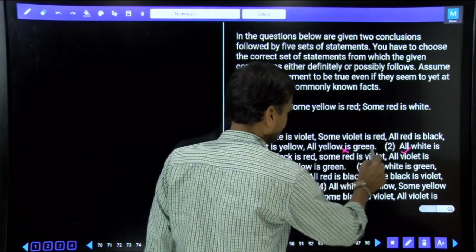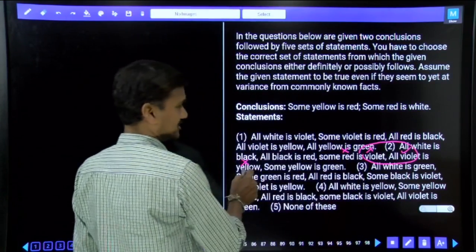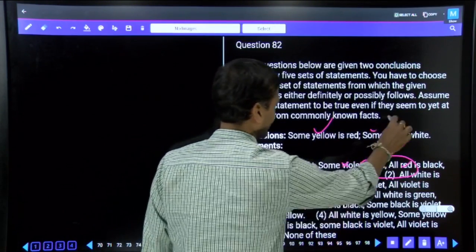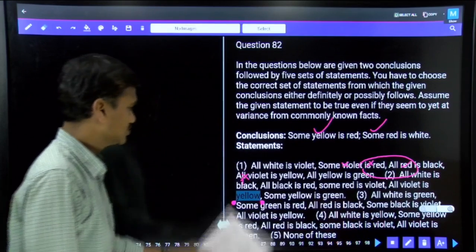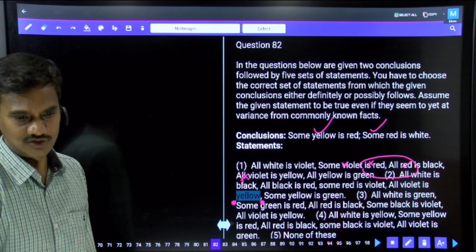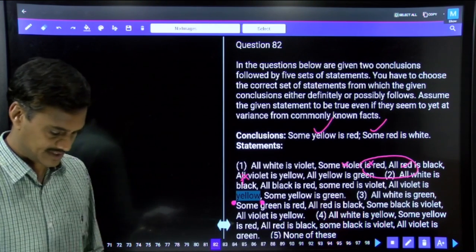If you take here, this is cross and cross, middle term violet distributed, and red and yellow are the terms left over. Some red is yellow, some yellow is red. This is also true. Hence by combining these two statements you are getting the first one as well. Are you getting the answer or not? Hence choice 2 is the answer. Clear? Hope you can work out the remaining questions.